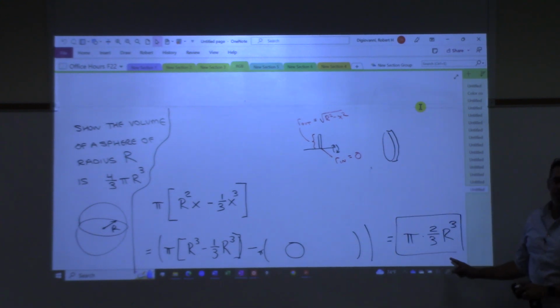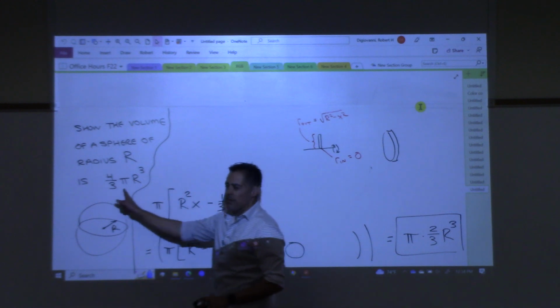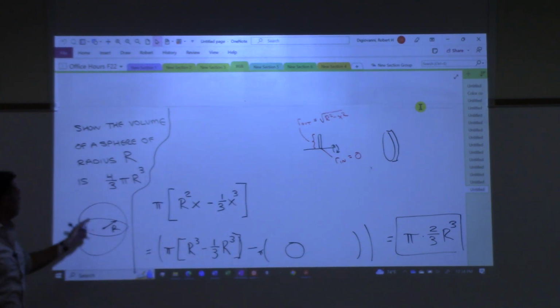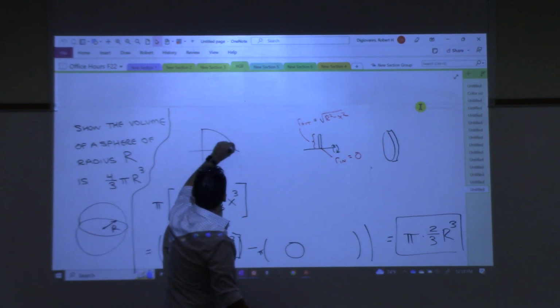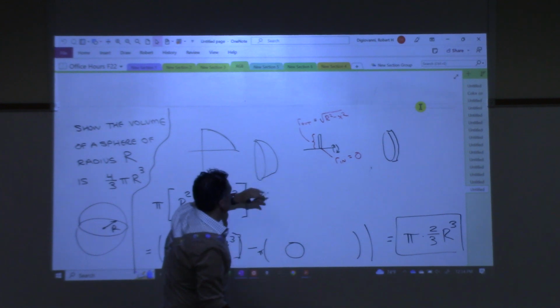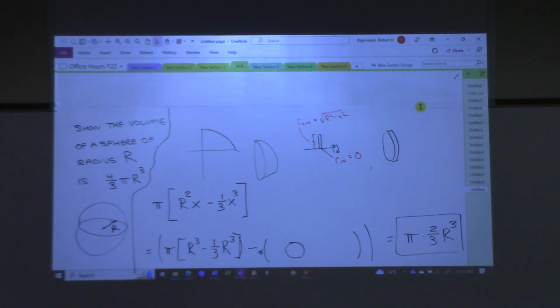But I double this answer to get the full volume, right? And if I multiply this by 2, look at this. Just multiply that answer by 2, and all it does is make that 2 on top become a 4. Remember, we took just this quadrant, we wrapped that around. When we wrapped that around, we just got half of the sphere. And so we have to double that answer to get the full sphere.